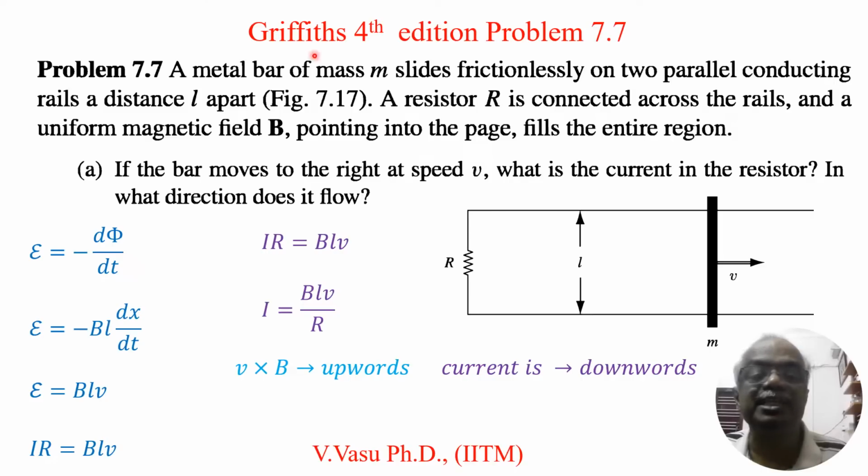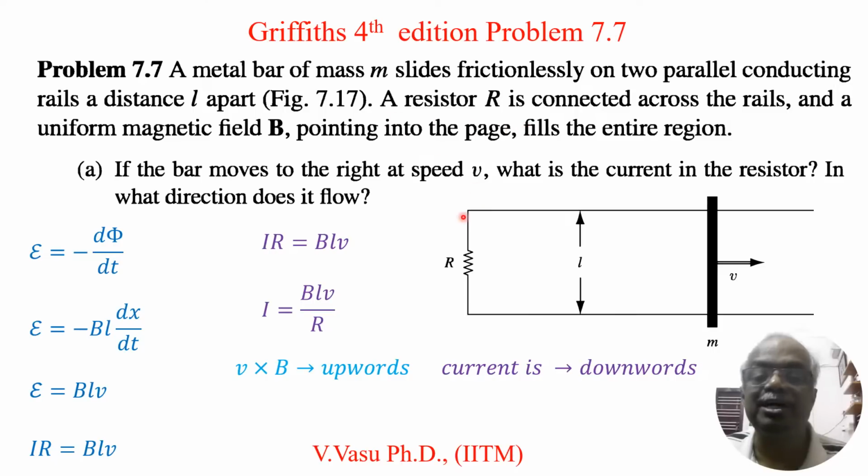In this lecture, we will solve problem 7.7 of Griffiths 4th edition, Introduction to Electrodynamics. Problem 7.7: a metal bar of mass m slides frictionlessly on two parallel conducting rails which are L apart. The distance between them is L, as shown in the figure.